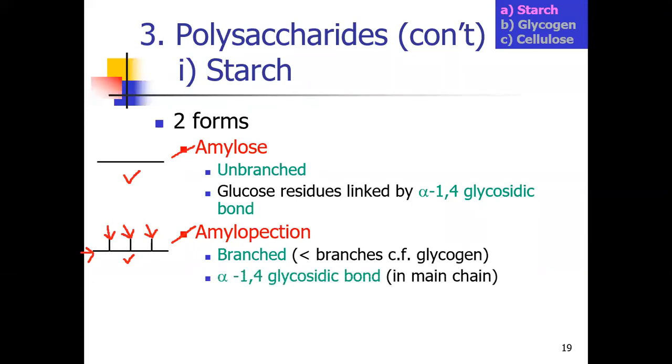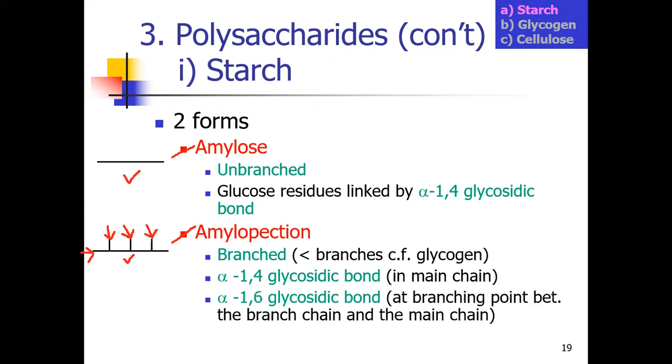So in the main chain, glucose residues are joined by alpha 1,4-glycosidic bond. The branch chain joins to the main chain using alpha 1,6 glycosidic bond. So that means to say that at this point here, where the branch chain joins to the main chain, alpha 1,6 glycosidic bond will join the glucose of the branch chain to the glucose residue of the main chain.